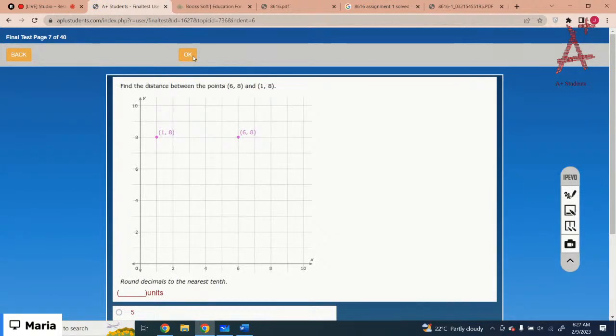Okay, the next one is find the distance between the points. It would be the absolute value of the difference of the x components because they have the same y component. Yes, it is 5 units. Got it? So just select the correct option, then click on the OK button.